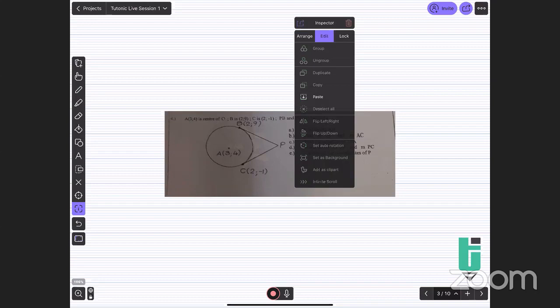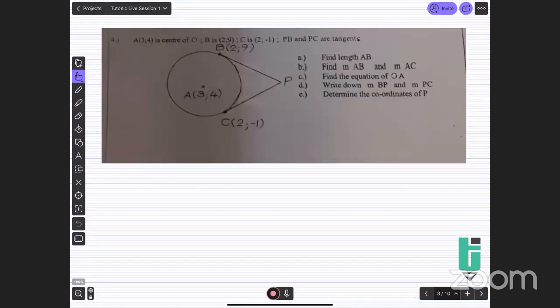Okay. A is the center of O. So then we're doing analytical geometry, I think, probably. B is (2, 9). C is (2, -1). PB and PC are tangents. So, you know, there's so much information in that statement, right? There's so much information. Okay.